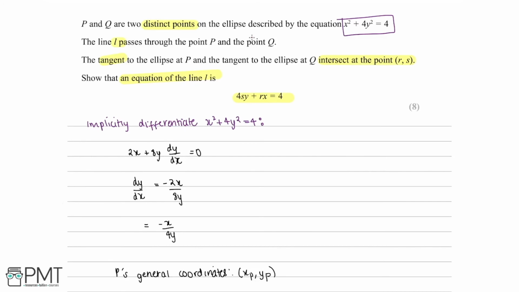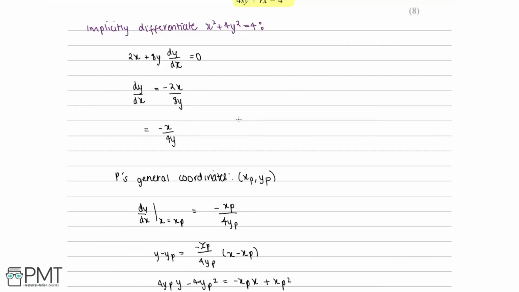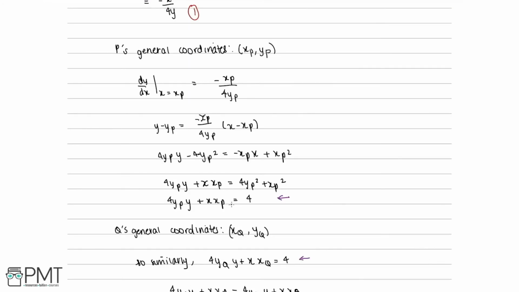So now that we've answered our question, let's find out where the marks are. You get 1 mark for finding dy by dx is equal to minus x over 4y. You get another mark for finding the equation of the tangent at xp and yp. So this over here. You get another mark for solving this question and obtaining this over here and using the fact that 4yp squared plus xp squared is equal to 4.